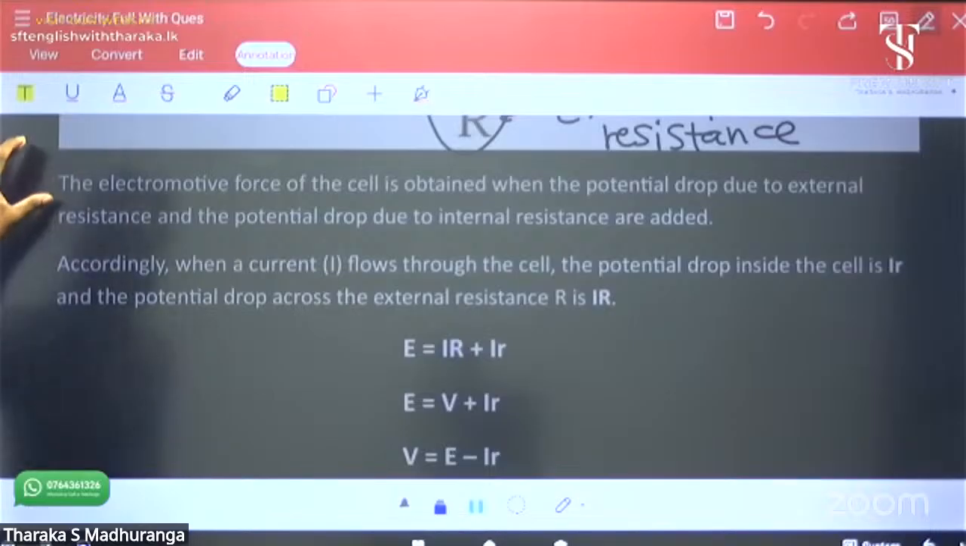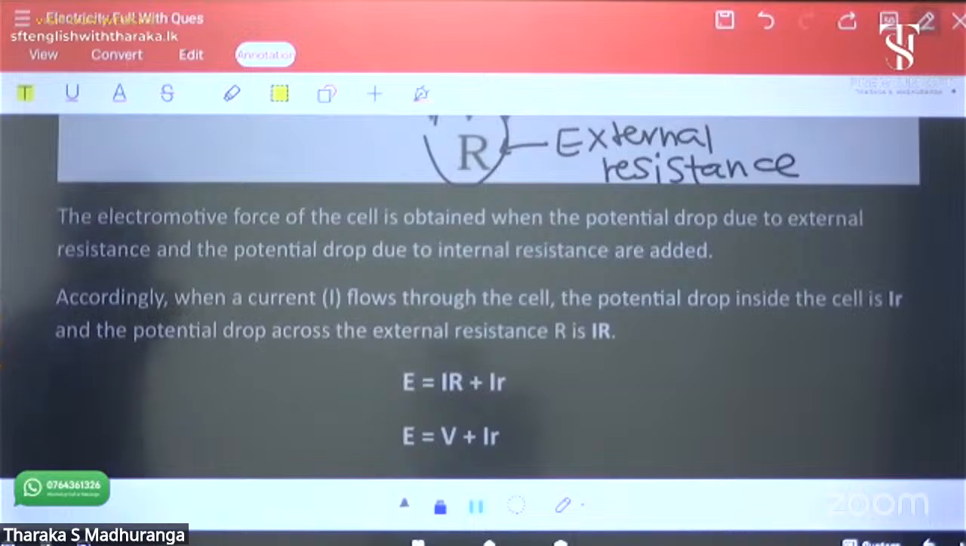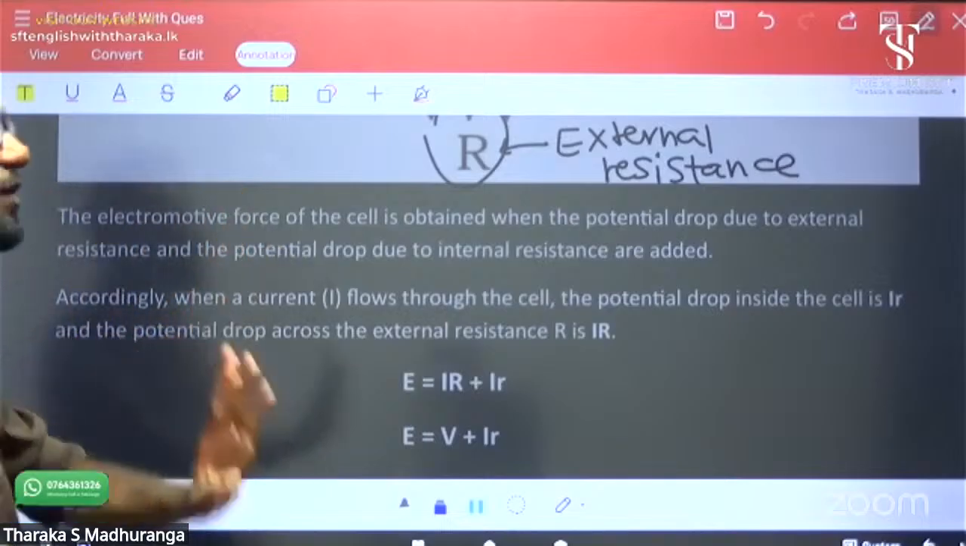Okay, up to now, okay. If you have any doubt, you can ask. Okay, read this next point.